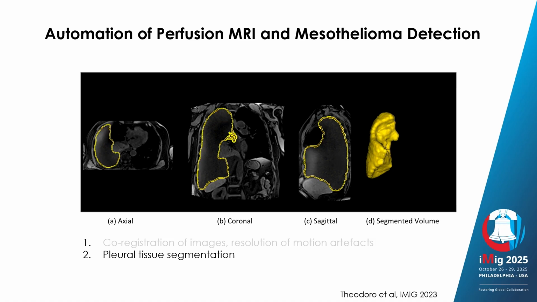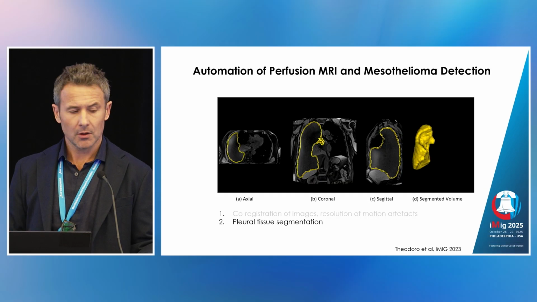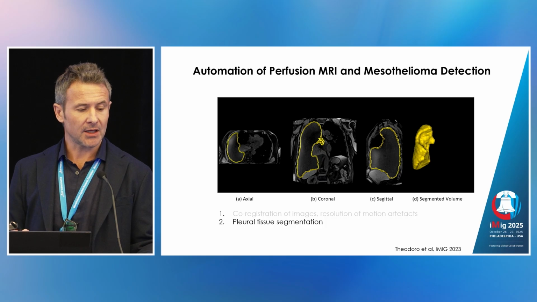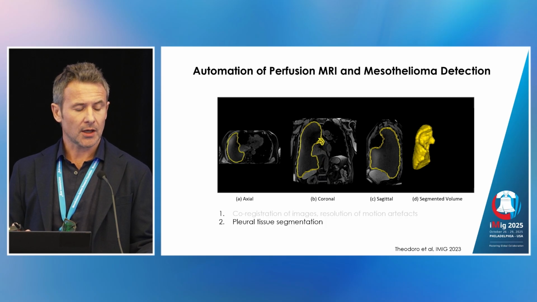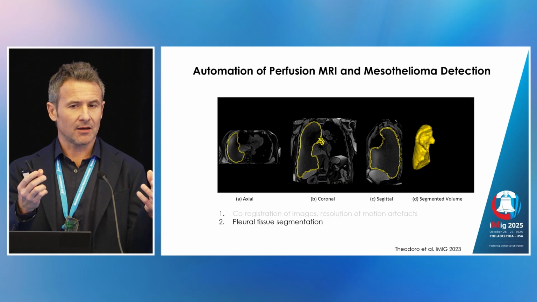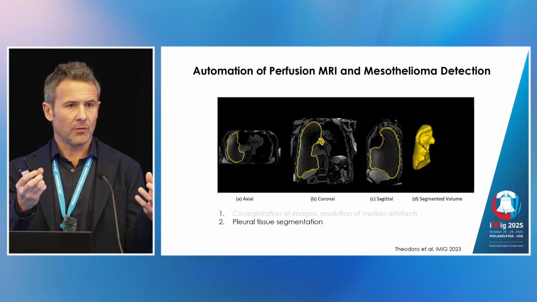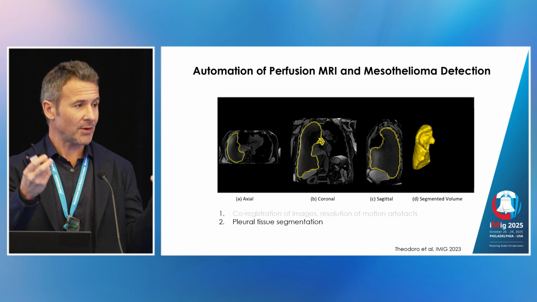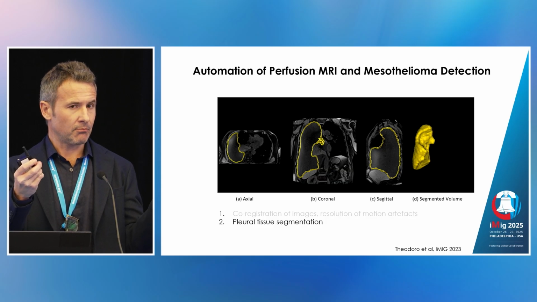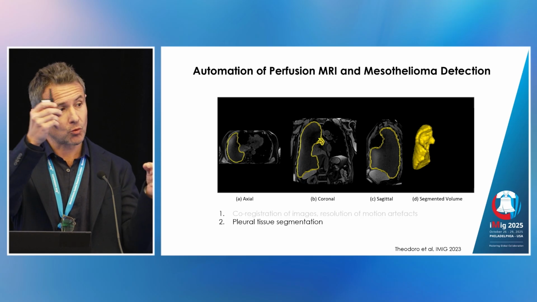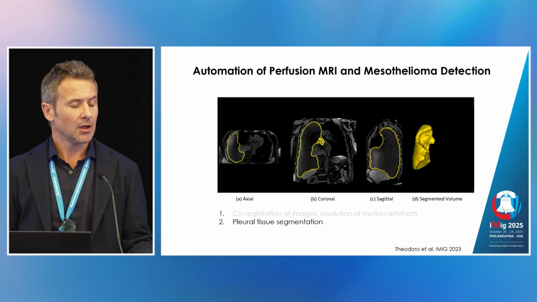And then we then just grow that region out into the pleural space. And we've now got a nice segmented volume of the pleura. The next step then is to extract the perfusion features from inside the pleural tissue. And that is measuring how that contrast is washing through those regions.